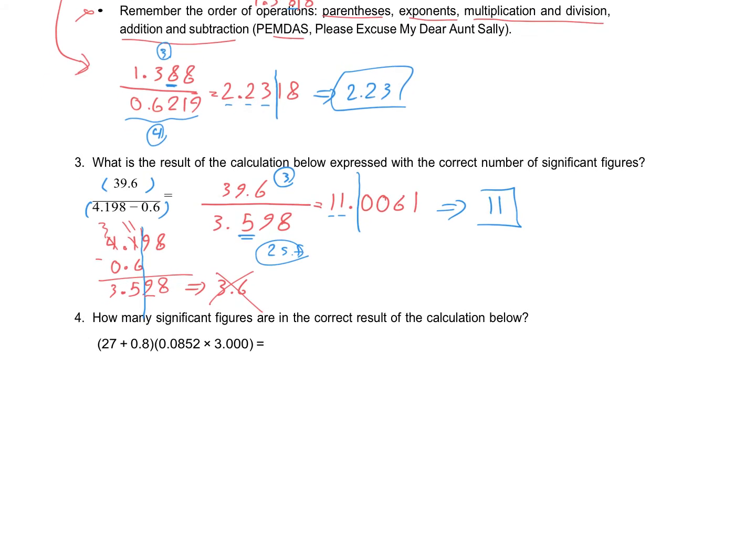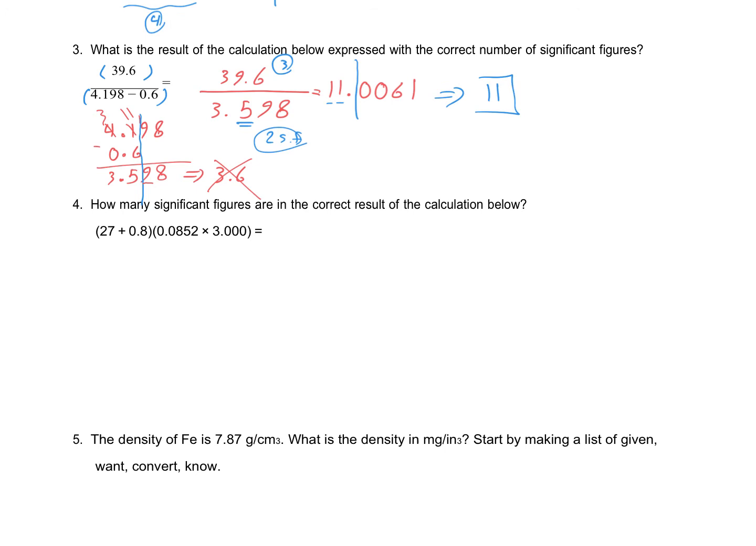Okay. Next one. So PEMDAS says whatever is inside parentheses, we have to do first. So 27 plus 0.8, addition.